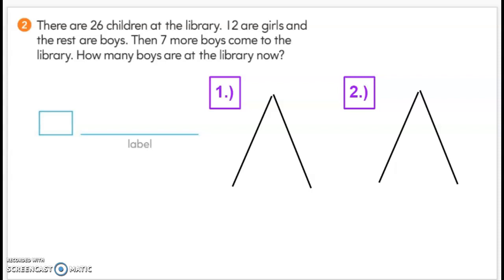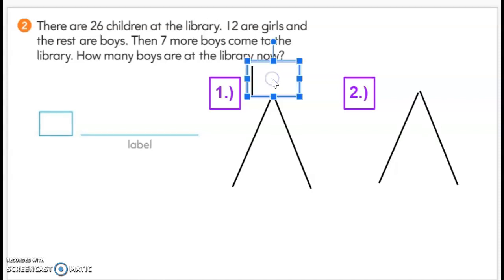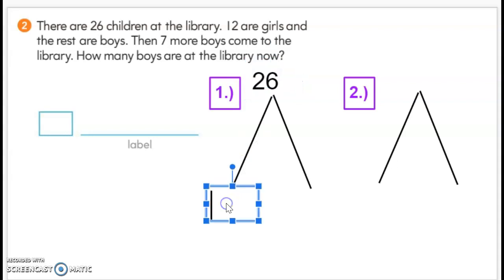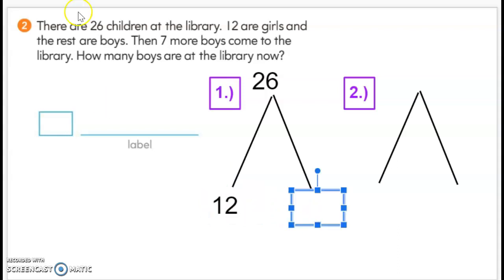What's the first question we need to figure out? Yep, we know that there are 26 children at the library. 12 of them are girls and the rest are boys. Do we know how many boys there were to start with yet? Nope. So my total is, how many children do I have at the library? 26. How many of those children do we know are girls? 12 girls. And do we know how many boys are at the library yet?